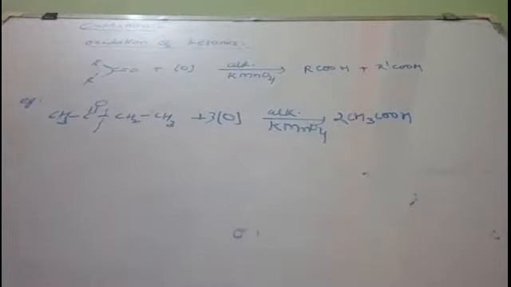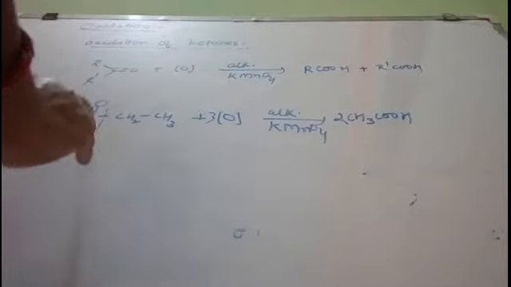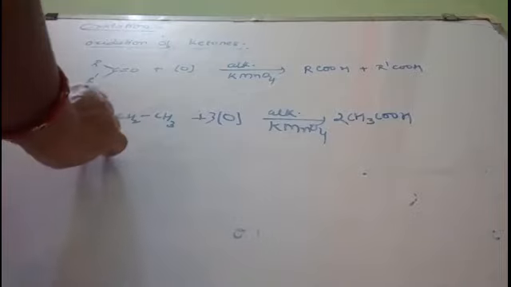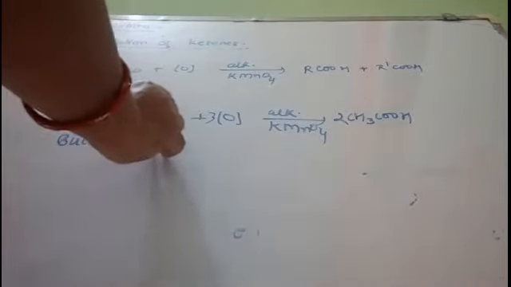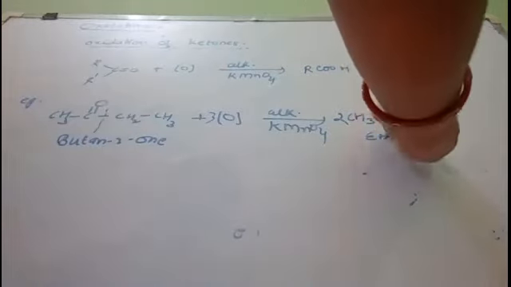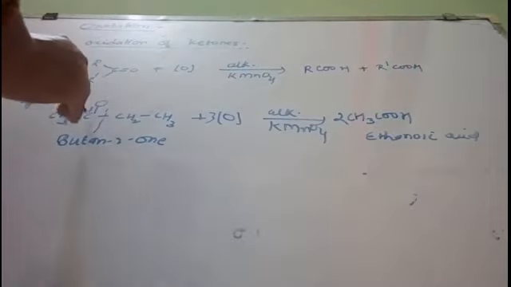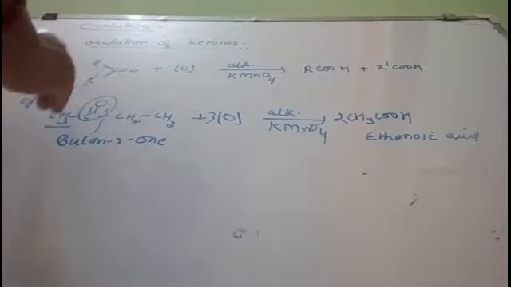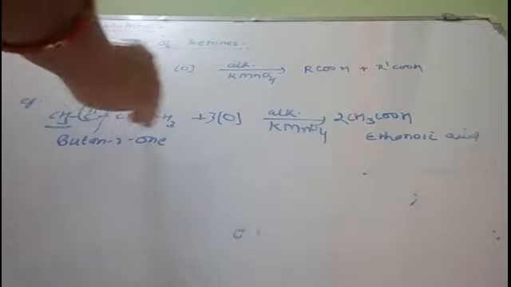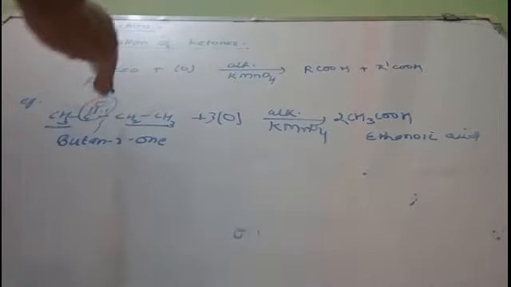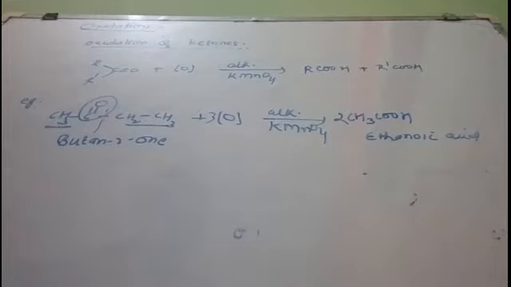Are you getting this? See, suppose there is an unsymmetrical ketone, suppose there is butan-2-one. This is ethanoic acid. Here you can see that on one side of this carbonyl group there is only a one carbon alkyl group, on the other side there is a 2 carbon alkyl group. So in that case the bond will be broken to obey Popoff's rule.